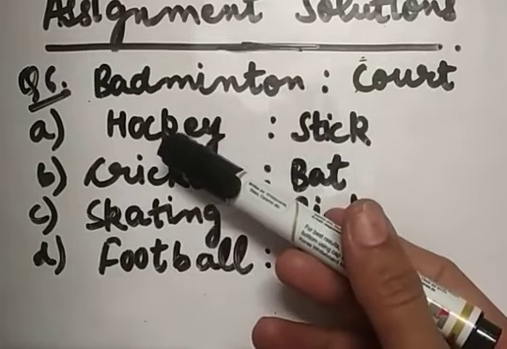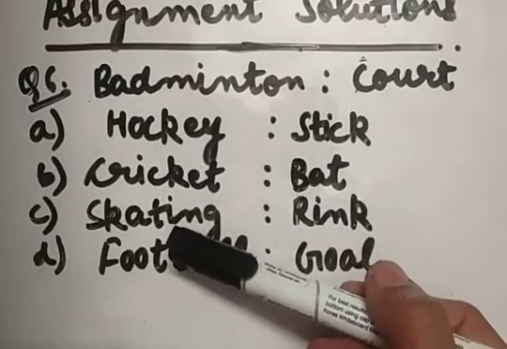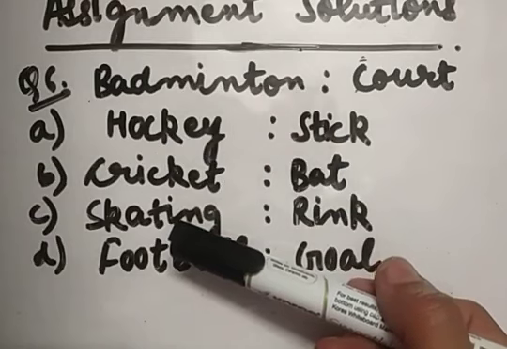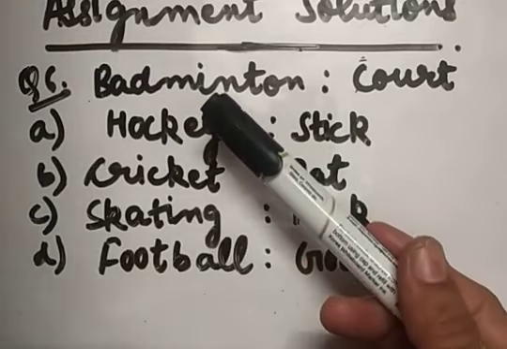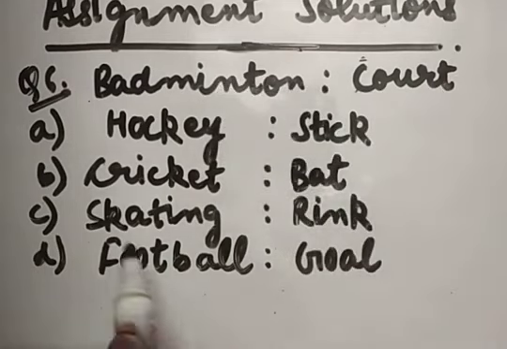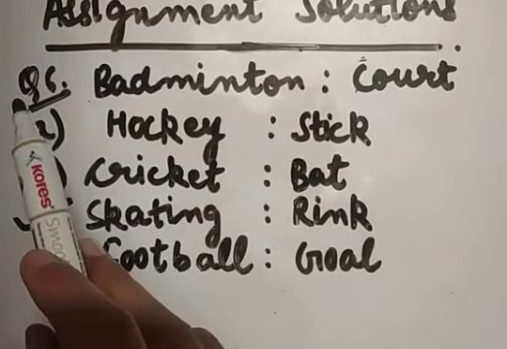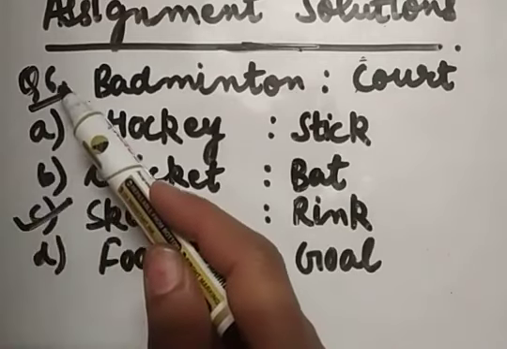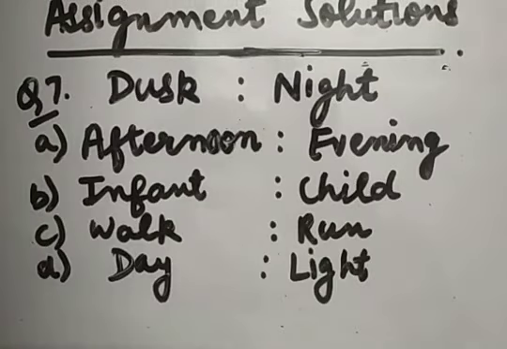In hockey game, we use stick. Cricket, we use bat. But skating is being done in a rink. Like the relationship given to us in the question is badminton is a game which is played in a court. So skating is done in a rink. So C option is the best option for question number 6. So for question number 6, the correct answer is C option.